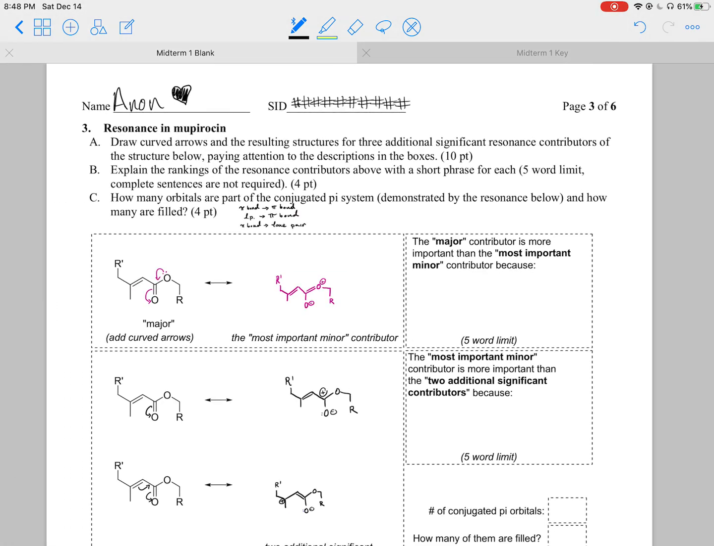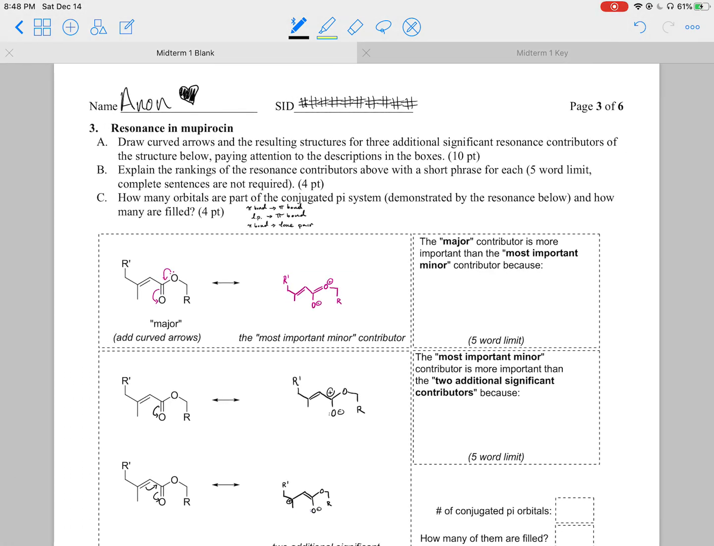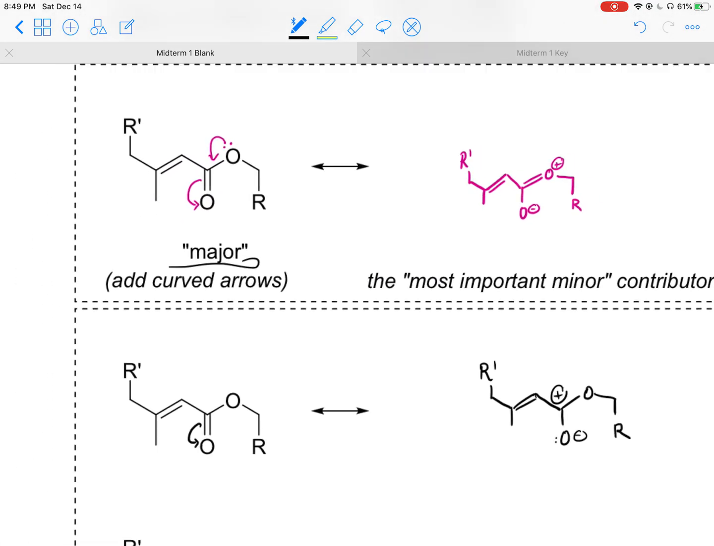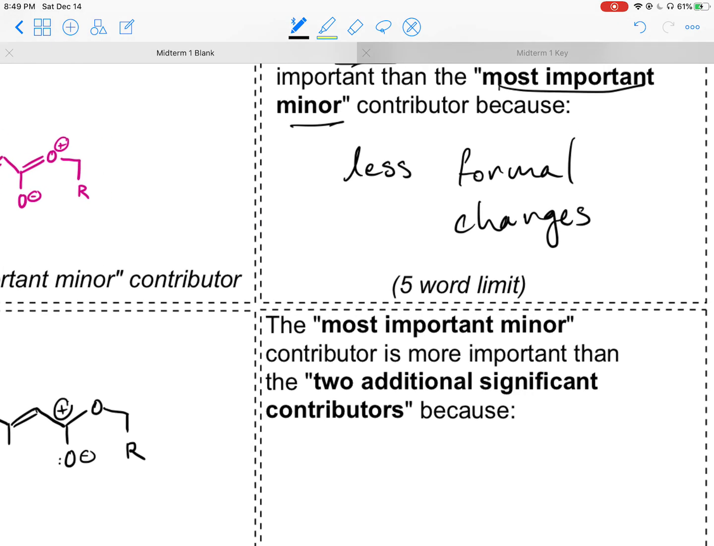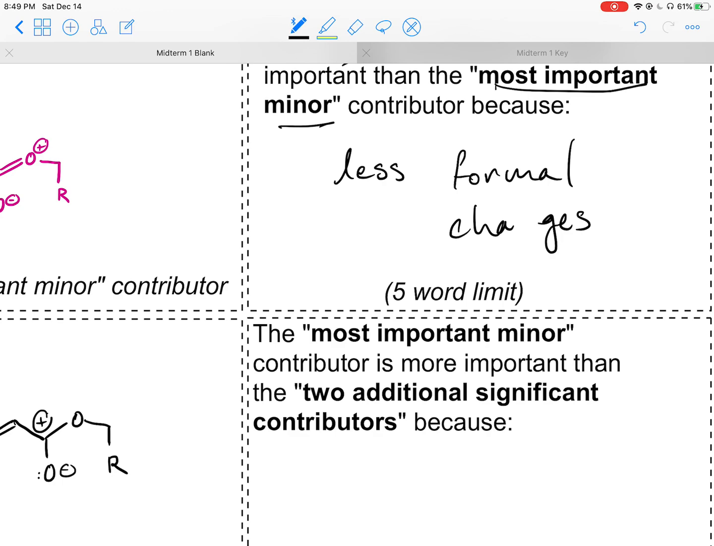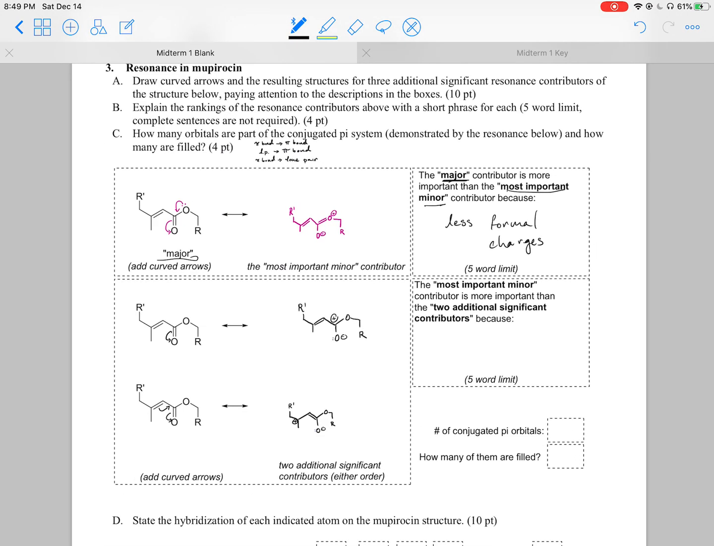So then with a 5-word limit, we have to say why the major contributor, this one, is more important than the most important minor contributor. So the reason why is there are less formal charges. Everything is neutral in the major contributor, but there are charges on oxygen in the minor. And so that's not as desirable.